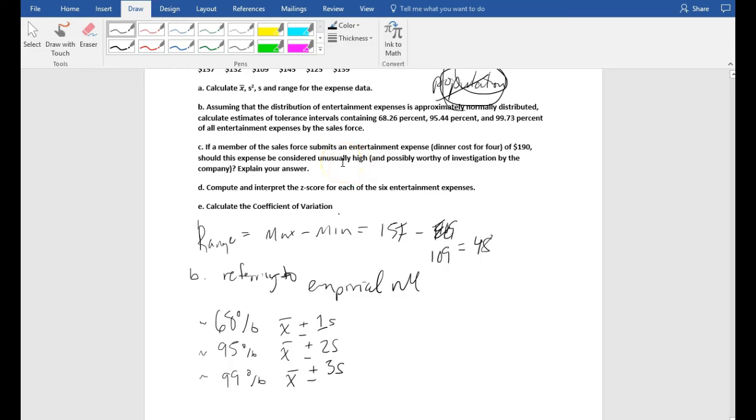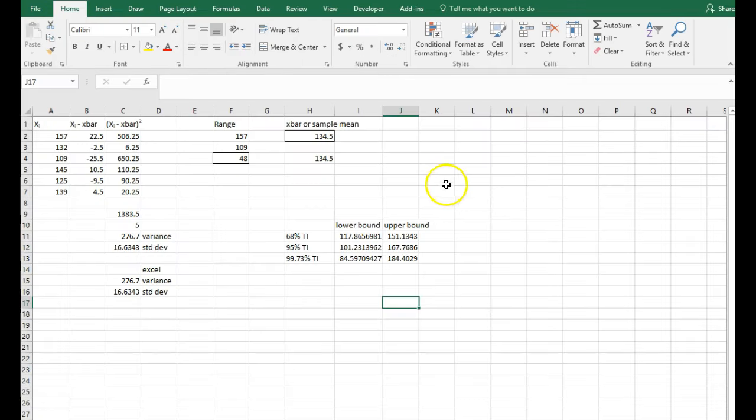So it's basically saying, is this going to be an outlier on the top end? And if so, should that be alarming to us? Maybe there is something else that the money's being spent on, something else going on. So we're using statistics to investigate here. So we just keep in our memory bank $190. So we go back and look here.